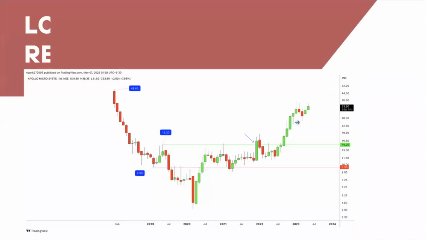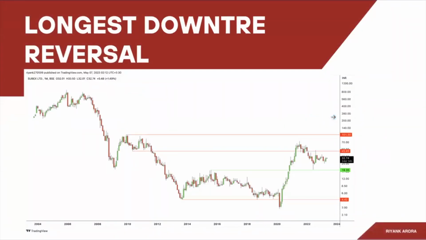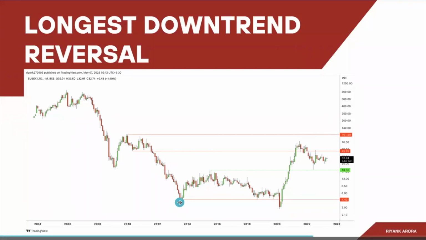So another example was on Apollo Microsystems. I had tweeted and I just showed you that tweet. Another example was on Subex. You can see once again the longest downtrend was being formed. And at 18 rupees, once this breakout happened, 2x and 3x was very, very easily attained till the levels of 65 and 70 odd. Okay, so just as a basic target setting, you can consider 2x and 3x as a general target. You exit your 50% quantity at 2x, or you exit your 1/3 quantity at 3x.